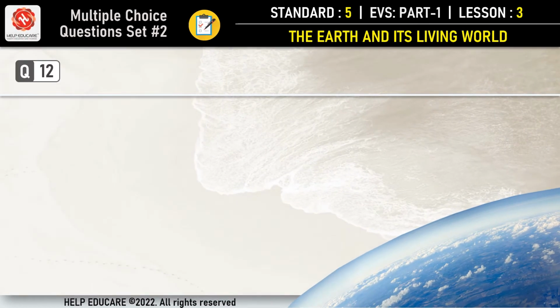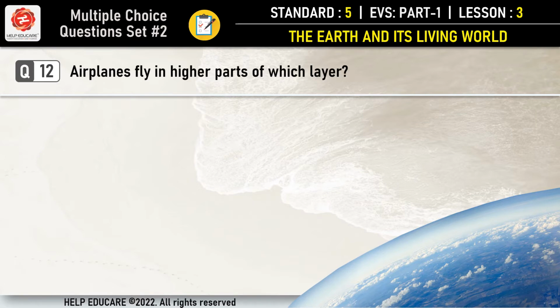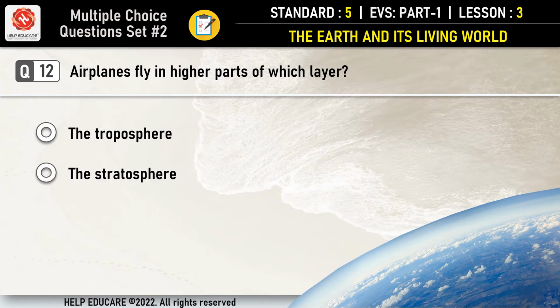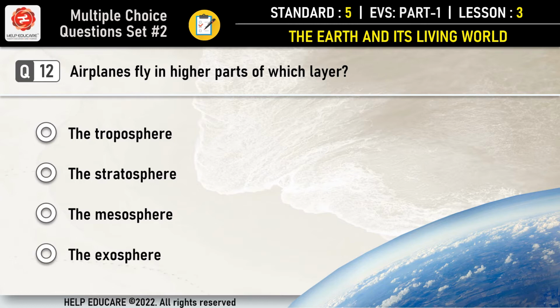Question number 12. Airplanes fly in higher parts of which layer? First option, the troposphere. Second option, the stratosphere. Third option, the mesosphere. Fourth option, the exosphere.